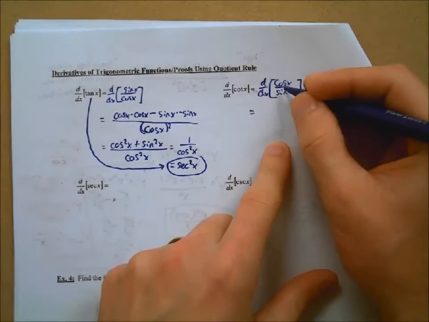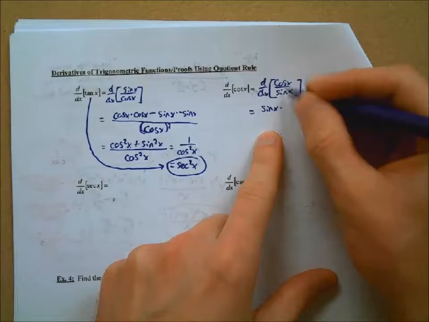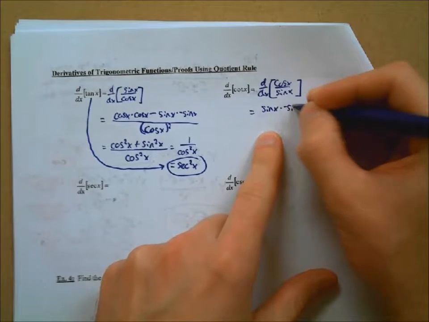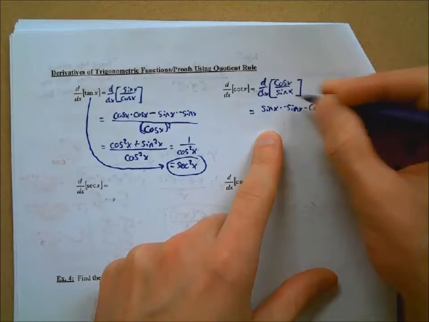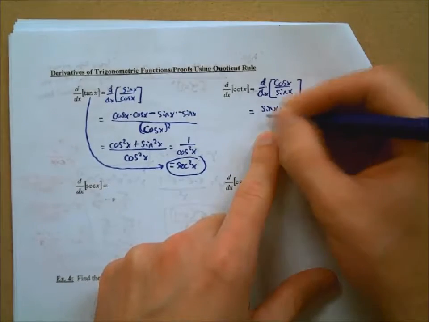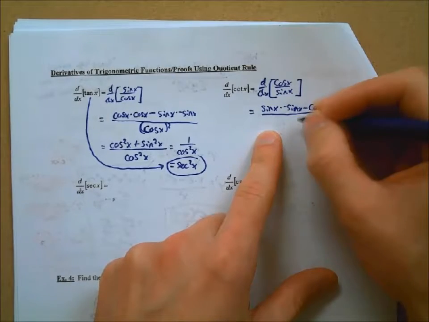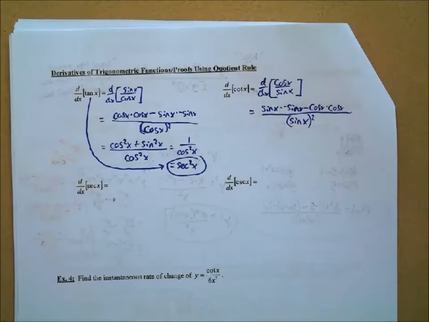Again, quotient rule here. Bottom or low, sine of x, times the derivative of the top. Derivative of cosine is negative sine. Minus the top, cosine of x, times the derivative of the bottom, another cosine x, all over the bottom squared, sine of x, that quantity squared. Okay?